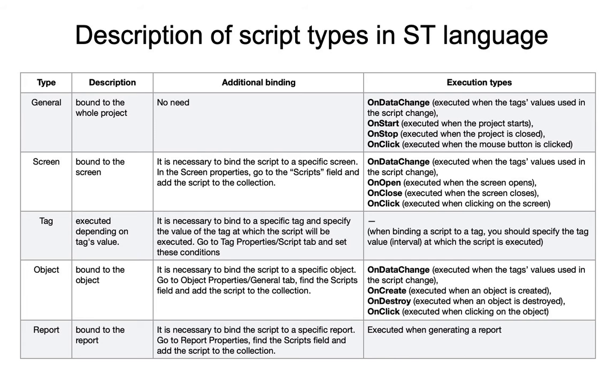Type Object. It is bound to the object. It is also necessary to bind the script to a specific object. We'll see how to do it later. The script of type object can be executed on data change when the tag values used in the script change, on create when an object is created, on destroy when an object is destroyed, and on click when clicking on the object. Type Report. It is bound to the report, and it is necessary to bind the script to a specific report. It can be done in the same way as the script of type screen or tag.